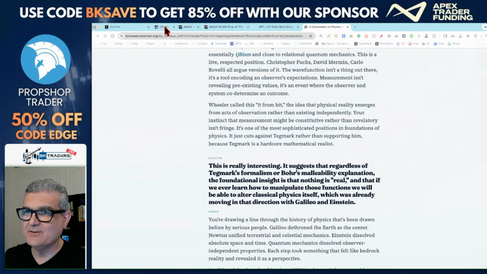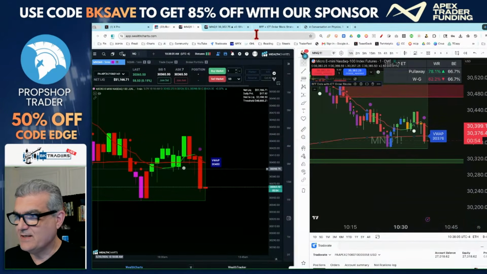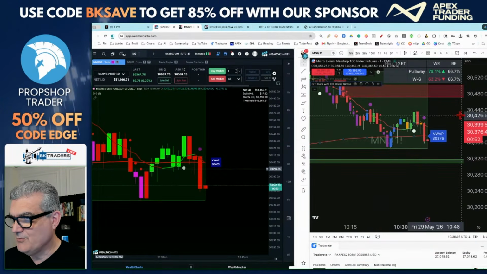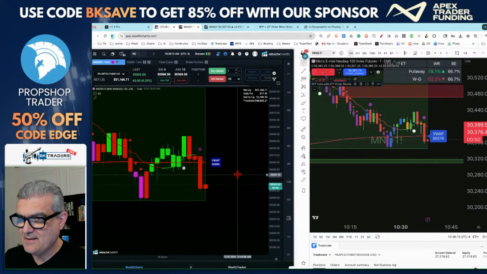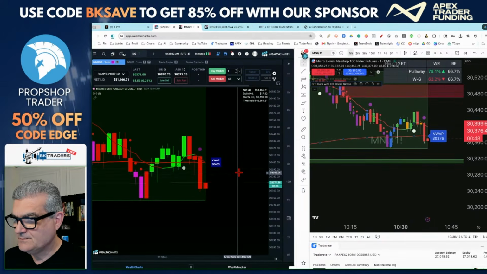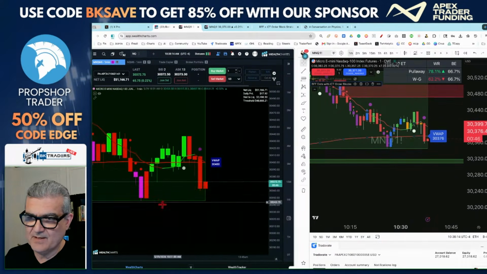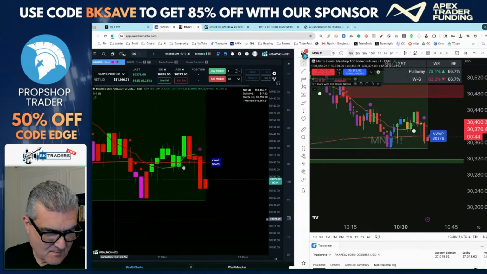Okay, let's go back to the charts. Let's see if there's anything else, maybe setting up more downside price action. Let's see. If we get a pull away candle, it's definitely going to be a setup.